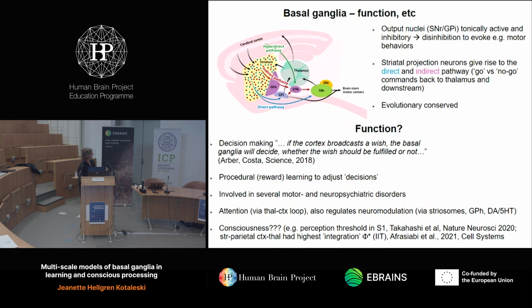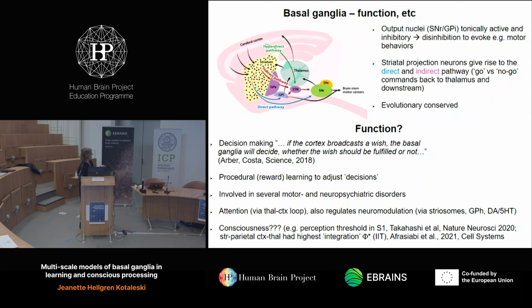And this organization is very much evolutionarily conserved. Even down to the lamprey, which has been studied a lot in Stockholm, we have the same cell types, sort of, and these different populations connect to each other as in higher vertebrates, even though, of course, the macroanatomy is very different. So this suggests that the function is quite conserved or generic.